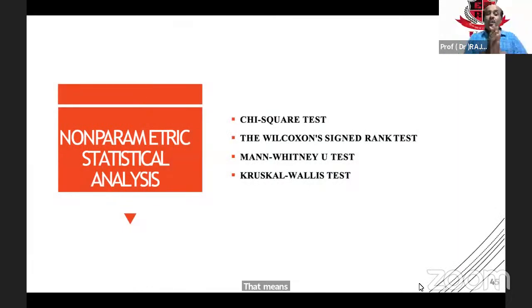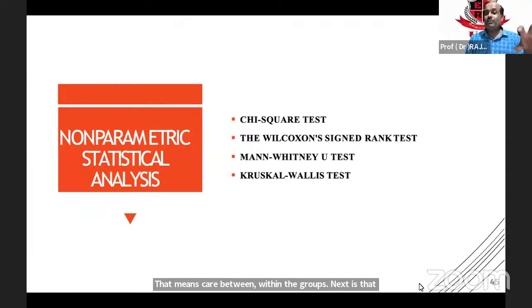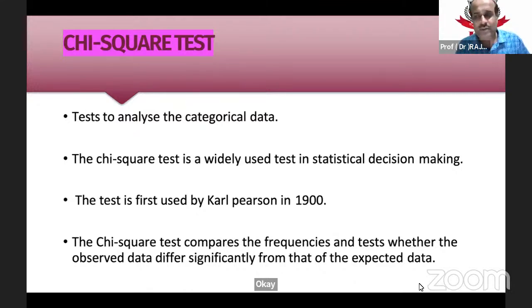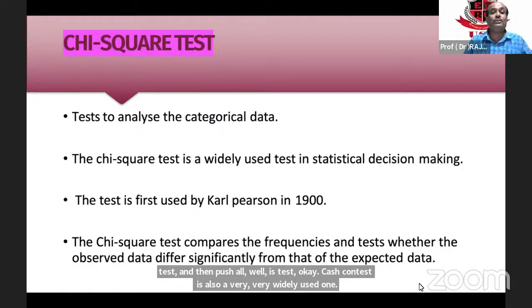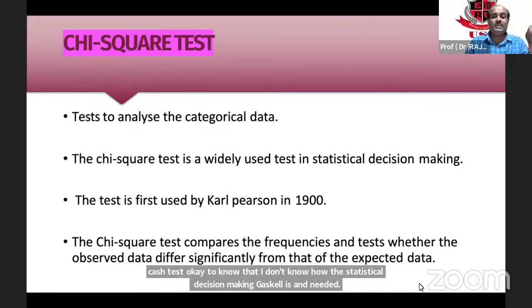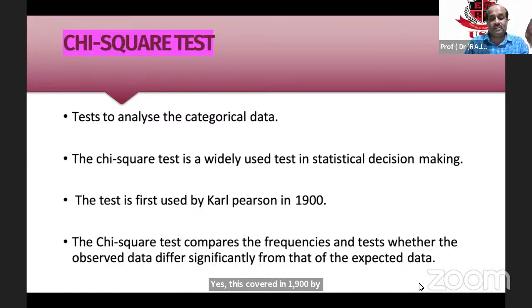Next are the non-parametric tests. Usually we include the chi-square test, Wilcoxon signed rank test, Mann-Whitney U test, and Kruskal-Wallis test. The chi-square test is also a very widely used one. Whenever the data is categorical, we go for the chi-square test. It was discovered in 1900 by Karl Pearson, and it follows Karl Pearson's formula.